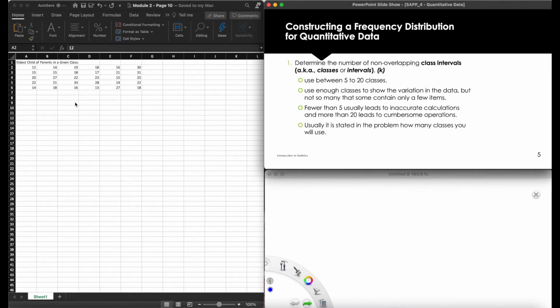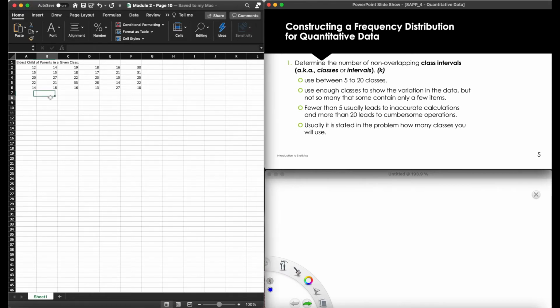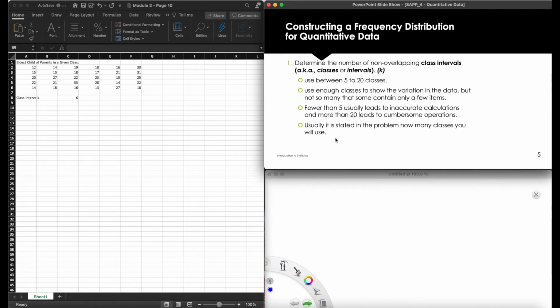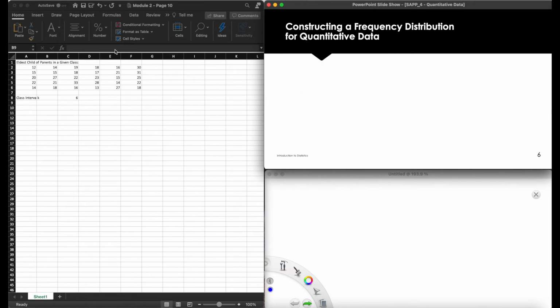So in this particular problem, we will let our class interval, we'll call that k, be equal to 6. So our k here will be equal to 6. Okay, that's our first step. So we have taken our k as 6. Next step will be to determine the width of each class, also called the interval size.